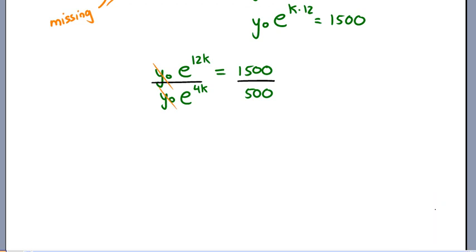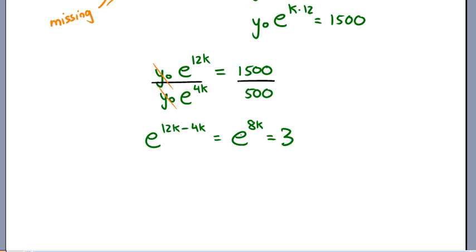right-hand side. In fact, as I do this, right, if I've got e to the 12k divided by e to the 4k, I can actually just subtract exponents, right? That would be e to the 12k minus 4k, otherwise known as e to the 8k, is equal to, that would just be 3. Okay, well this is going to solve pretty quick.